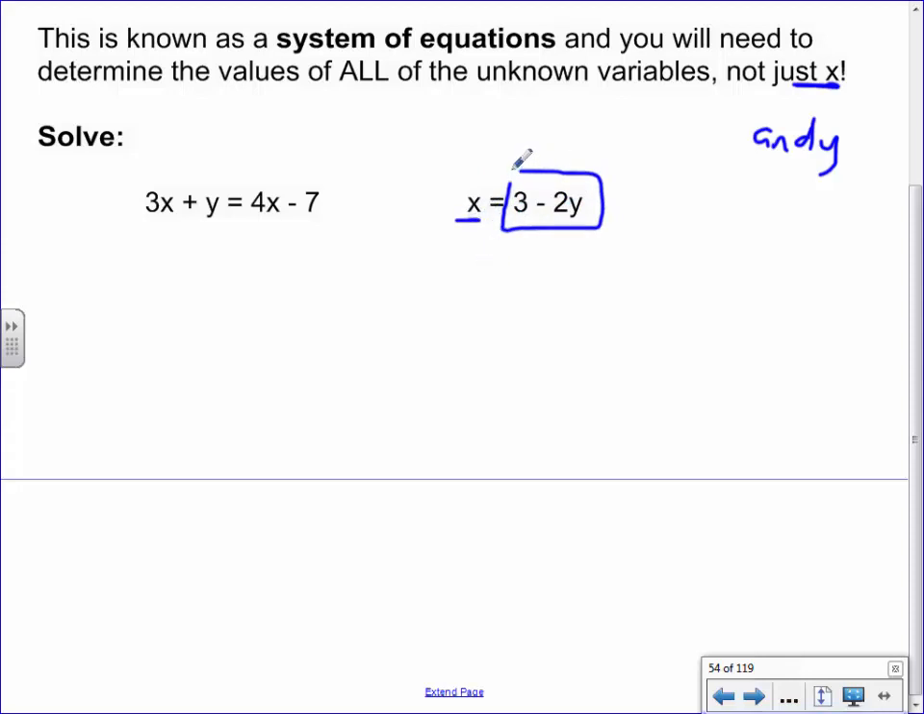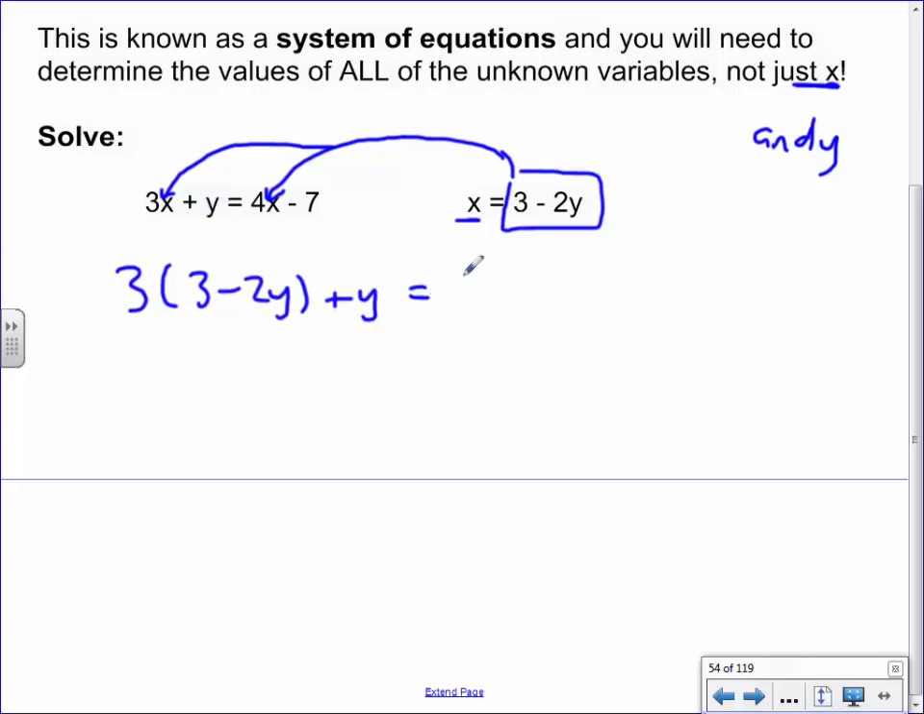What I'm going to do is I'm going to say, well, look, that could go in this place for x right here, and in this place for x right here, because really x is 3 minus 2y. Remember this, cool, okay. So it means I'm going to rewrite it like this. It was supposed to be 3x, but we know x is 3 minus 2y. Then there's supposed to be a plus y right here. Then there was supposed to be a 4x, but x is 3 minus 2y.